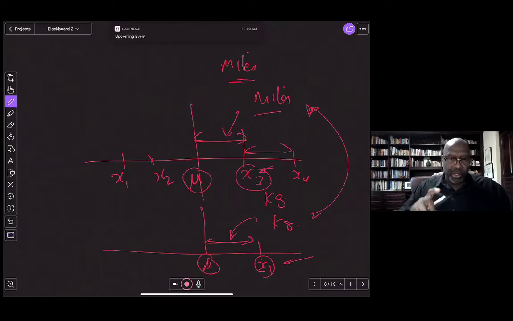One of the ways of sorting that out is to take a relative measure where we get rid of the units altogether. So what if we could express the distance between these two values in standard deviations? How many standard deviations is this value away from the mean?